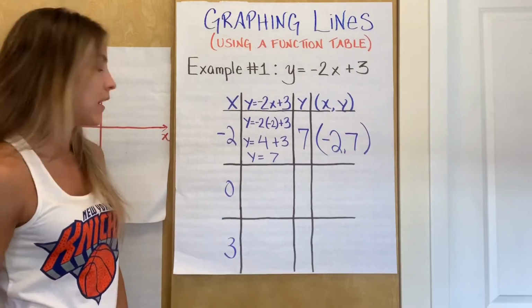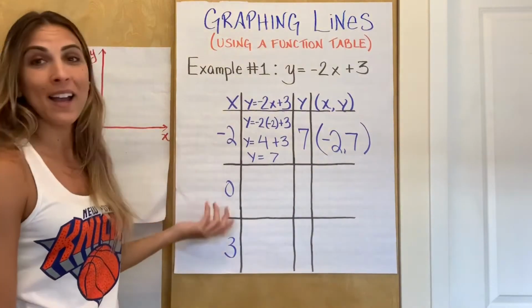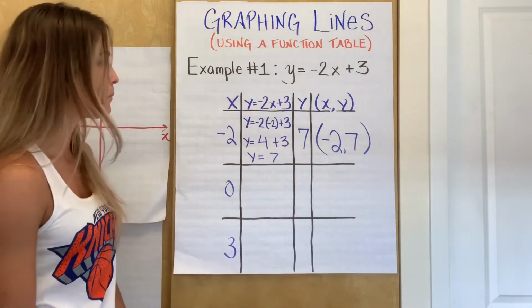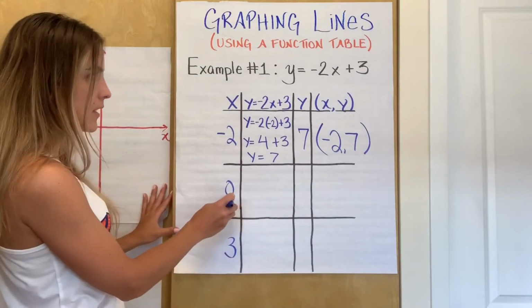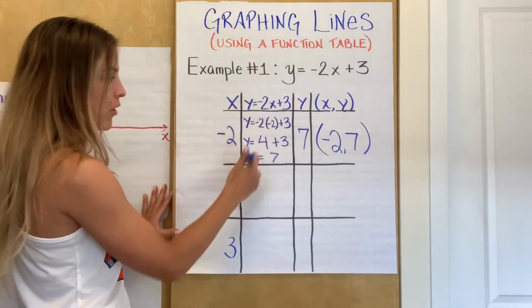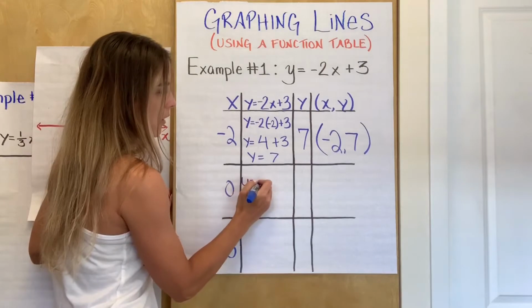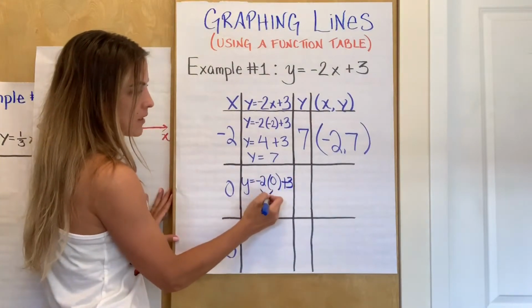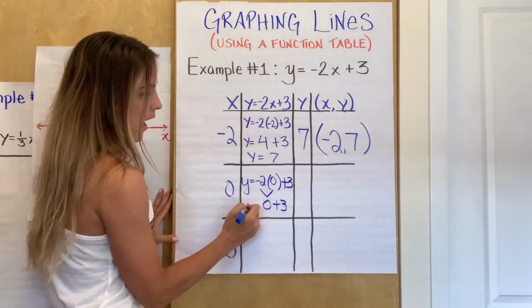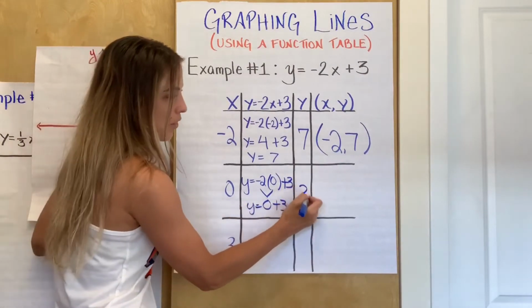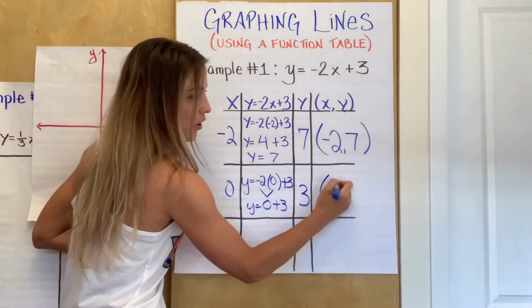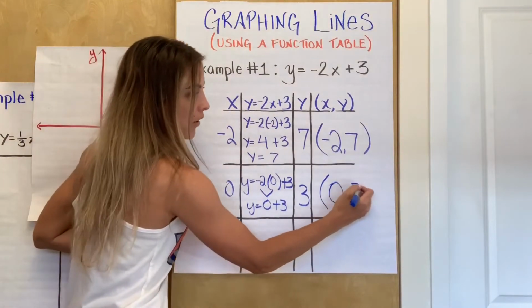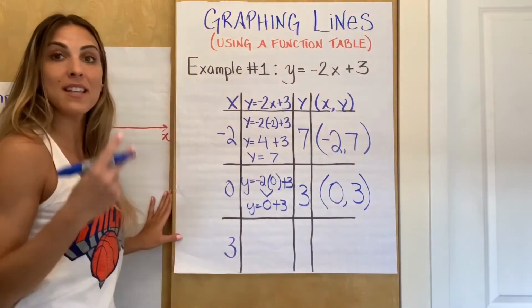Now we're going to go ahead to our next value. I picked 0. Why? I just like seeing what the y-intercept is. If we follow the same process, let's substitute x with 0. So y is going to be equal to negative 2 times 0 plus 3. Anything times 0 is 0, and then 0 plus 3 is 3. That tells us that when the x value is 0, the y value is 3. So there's a second ordered pair on this line.